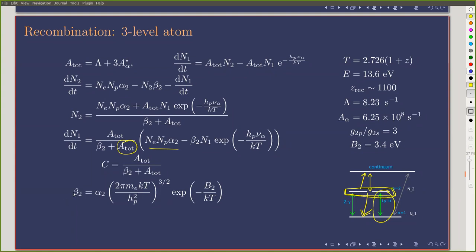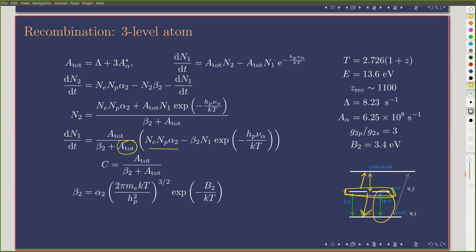So this ionization rate can be calculated from the recombination rate using this ionization equation. For at least this process, we are assuming that they are in equilibrium using the ionization equation. But this is basically just the 3-level atom where you have taken only the continuum, then the first excited state, and then the ground state.